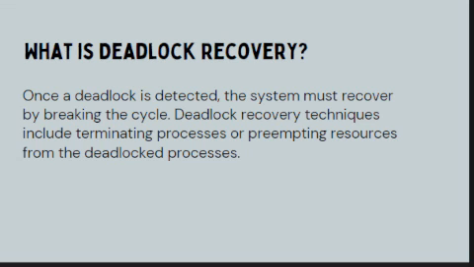Let's see what is deadlock recovery. Once a deadlock is detected, the system must recover by breaking the cycle. Deadlock recovery techniques include terminating processes or preempting resources from the deadlocked processes. After detecting a deadlock, we need to recover from it. The two main recovery techniques are terminating one or more of the deadlocked processes, or preempting resources from them and reallocating these resources to others. Let's explore these methods further.